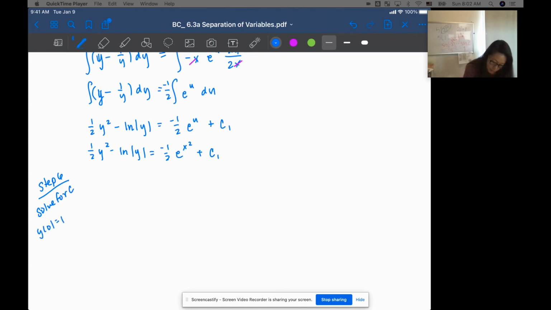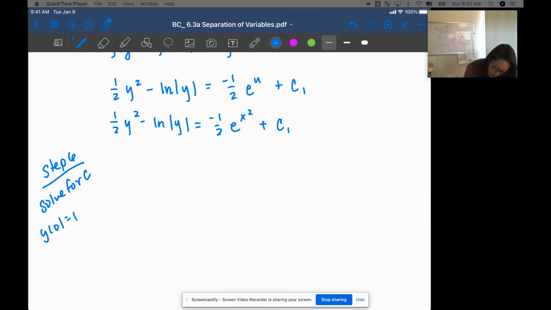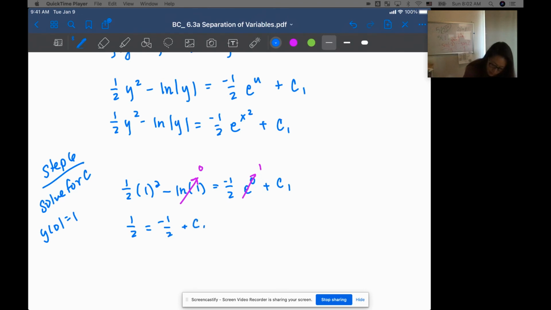y sub 0 is equal to 1. Anywhere there is an x, I'm going to plug in 0, and anywhere there's a y, I'm going to plug in 1. So I get 1/2 times 1 squared minus the ln of 1 is equal to negative 1/2 e to the 0 plus c1. I know that ln of 1 is equal to 0, and e to the 0 is equal to 1. So I get 1/2 is equal to negative 1/2 plus c1.